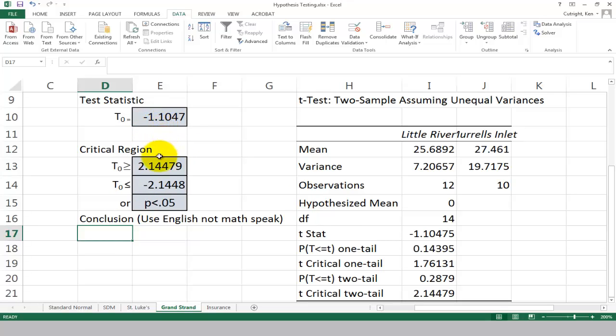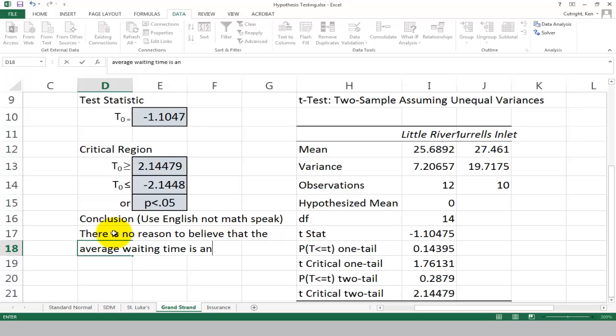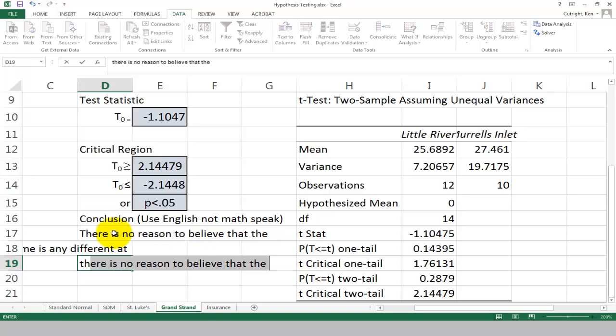Minus 1.1 is not bigger than 2.1, nor is it smaller than minus 2.1. So our conclusion is that we do not reject the null hypothesis, and we conclude that there is no reason to believe that the average waiting time is any different at the 2 locations.